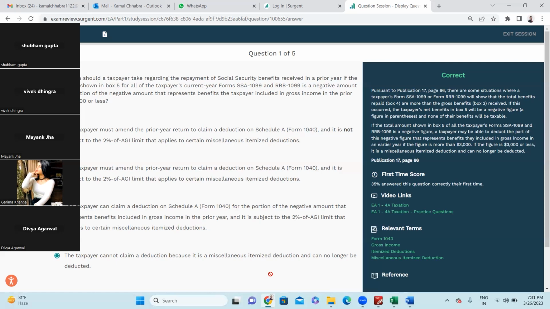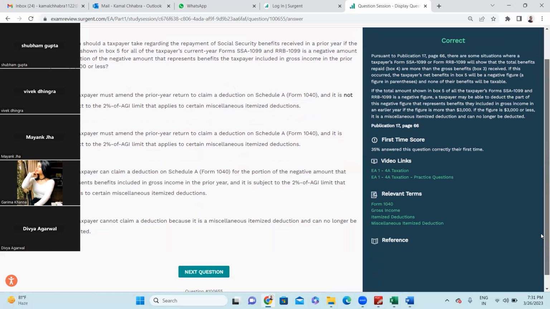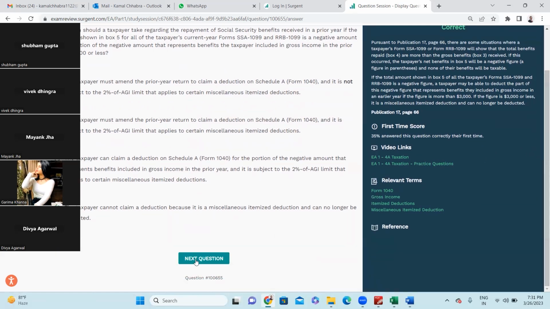Right? Make sense, everyone? Shubham, Vivek, Mayank? Yes, sir. So the 2% miscellaneous deduction clause has already been removed 2 years ago.